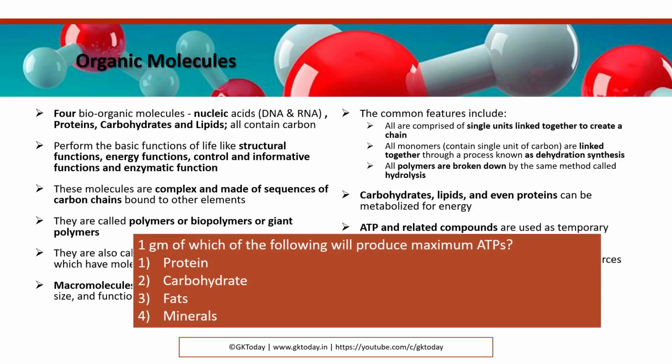So a question is, 1 gram of which of the following will produce maximum ATPs? Protein, carbohydrate, fats and minerals. And as we just studied, fats.